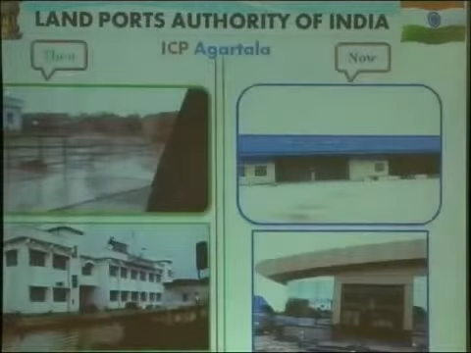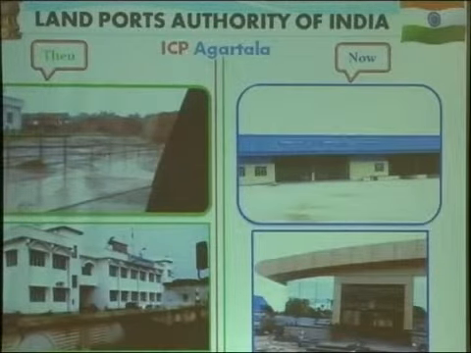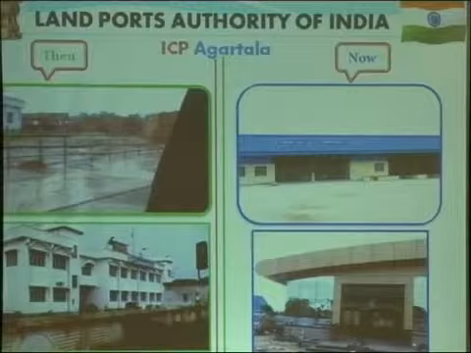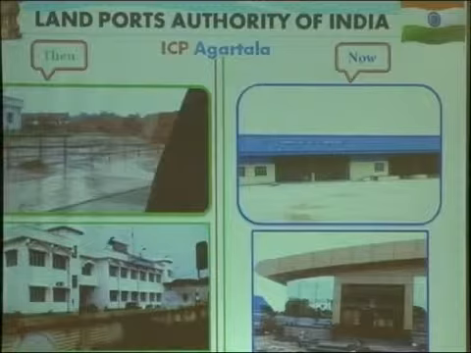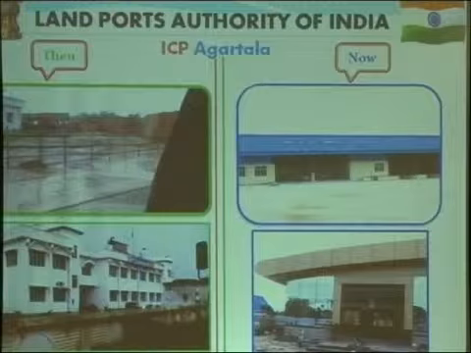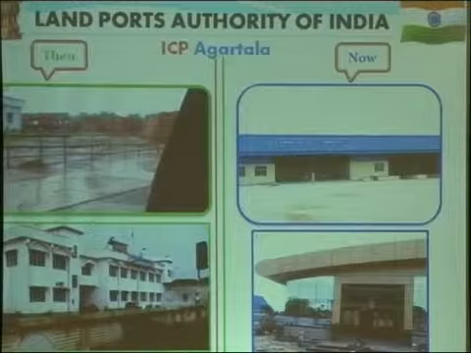This is the Attari, but what we have done, and now I will show you the Agartala one. Agartala, incidentally, you see what it was then? Total slush area, the goods could not be kept in the open. And the beauty of Agartala is that at this place, out of the total trade, 99% is imports from Bangladesh to India. We hardly export, only about 1% of our total from this place to Bangladesh.